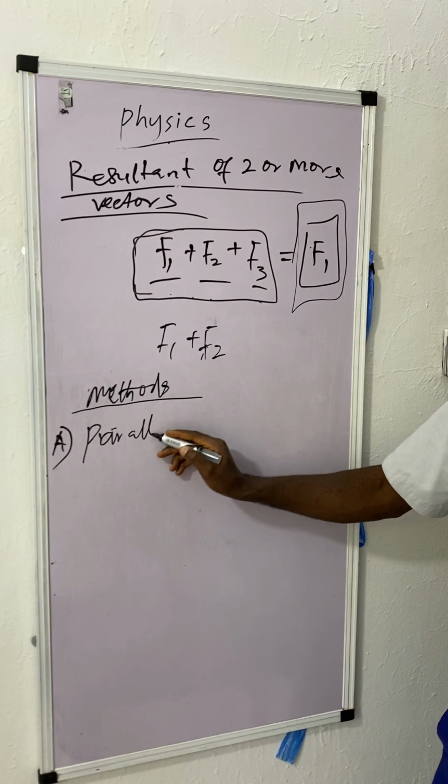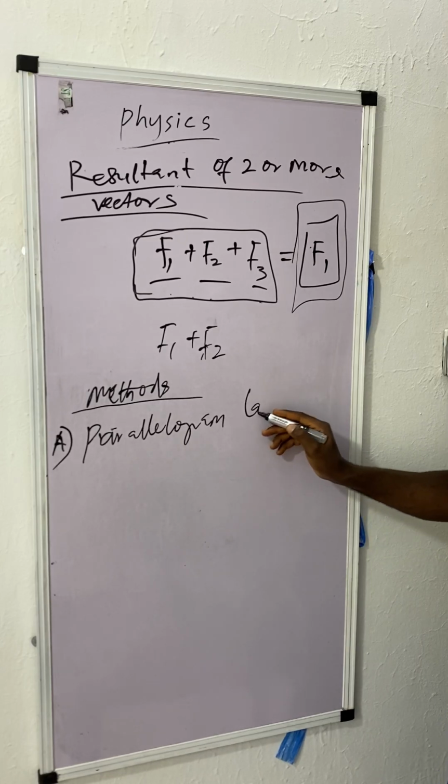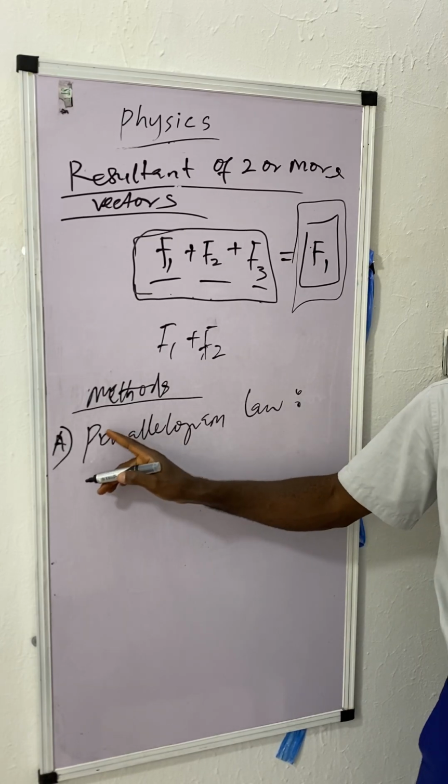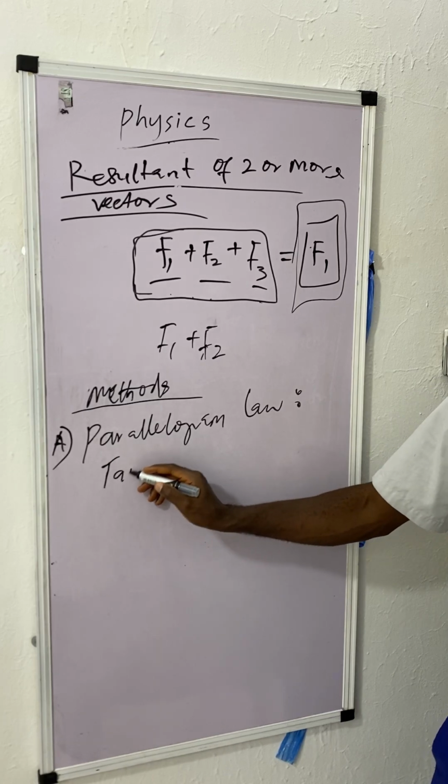Parallelogram law. This one is known as the what law? What is it known as? It's known as the tail to tail.